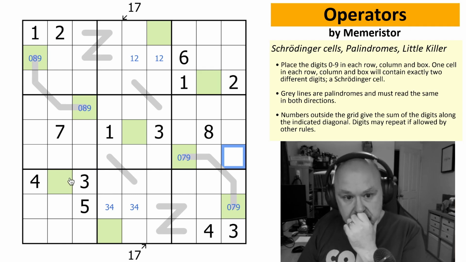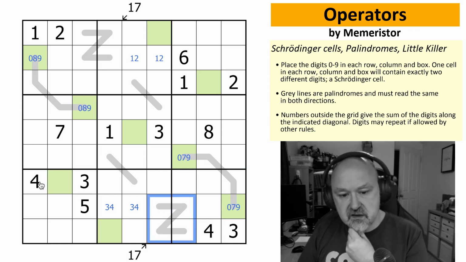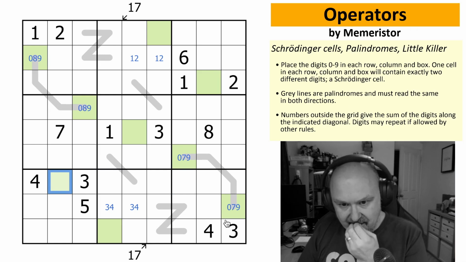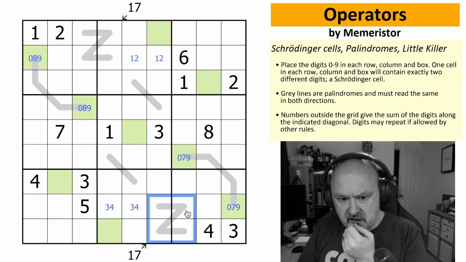Okay. I really have no clue. So these go in there. Hang on. These go in there. So let's look at that, shall we? What can these be? So let's highlight those and pencil mark them.